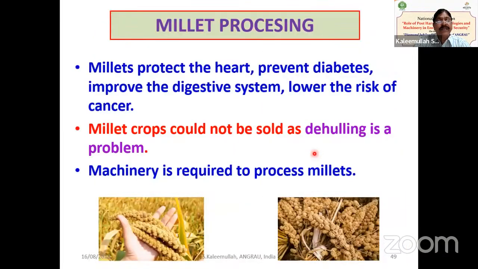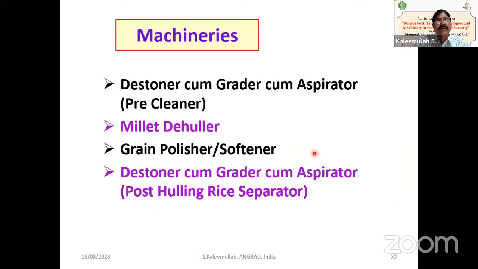For this, we have to introduce machines, where a destoner cum grader cum aspirator is available in the market. That is a pre-cleaner unit, because when the farmer gets the material, there will be a lot of dust, sand particles or soil particles. All those things have to be removed, for which we use the destoner cum grader cum aspirator. Other machines are the millet dehuller, grain polisher, and the post-hulling rice separator. All these machines have to be used, and all these 4 machines may cost around 7.5 lakh rupees or so.